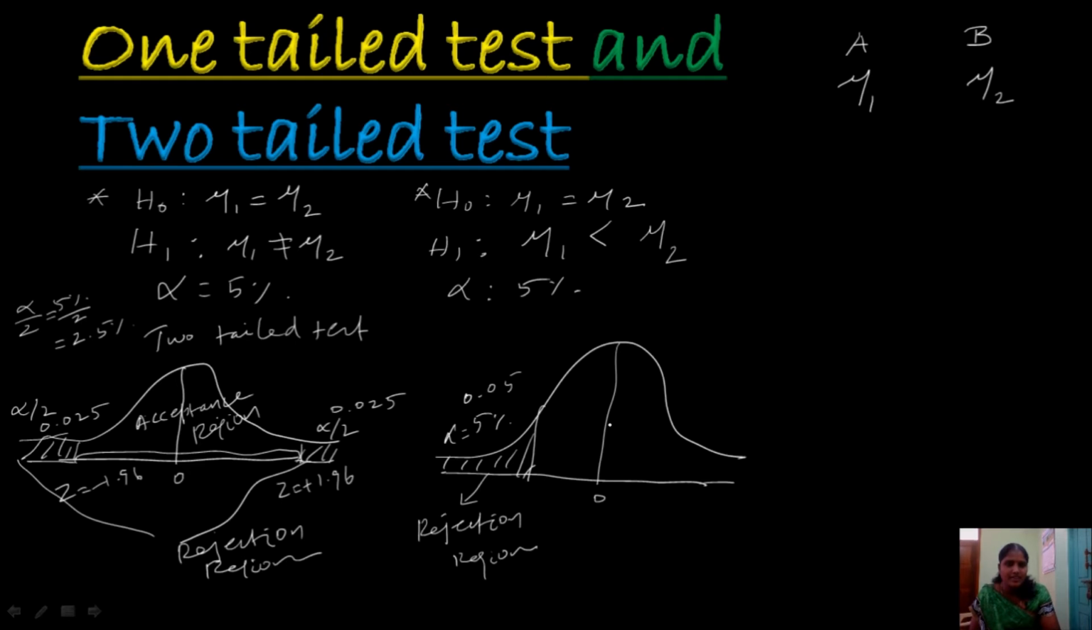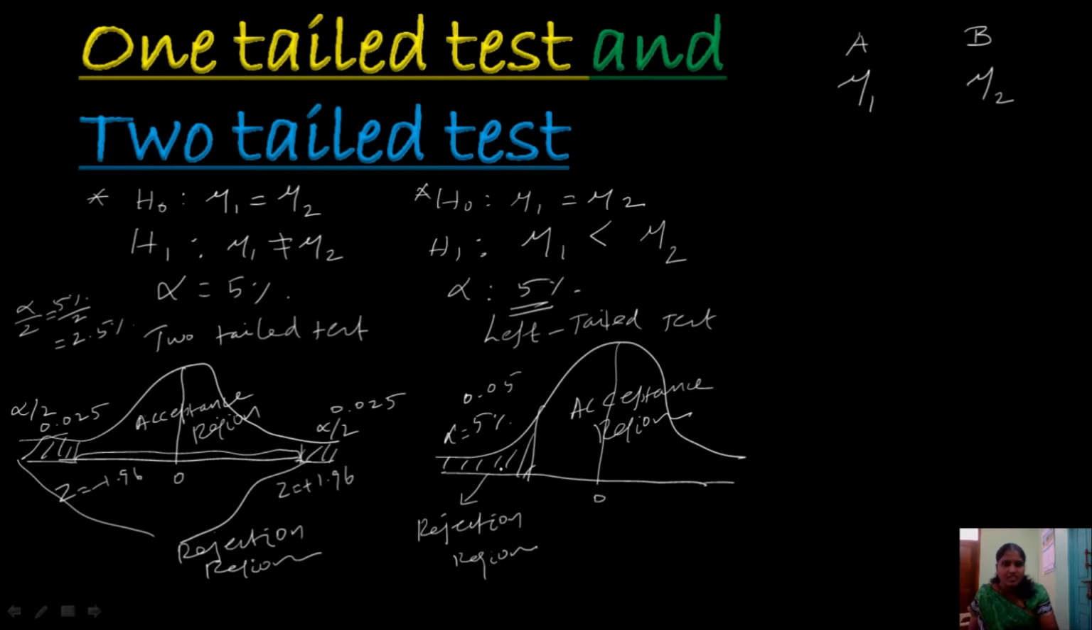The remaining region here is my acceptance region. Actually, the table value of Z at 5% level of significance falls on the left side, which means the critical region here falls in the left side tail of a normal curve. So I have to say this is a left tail test.